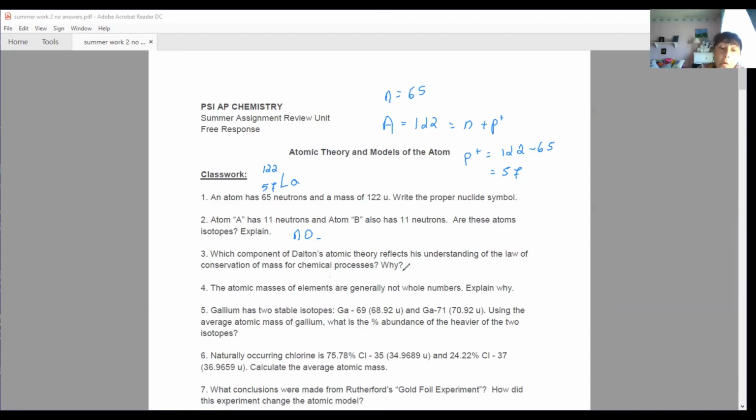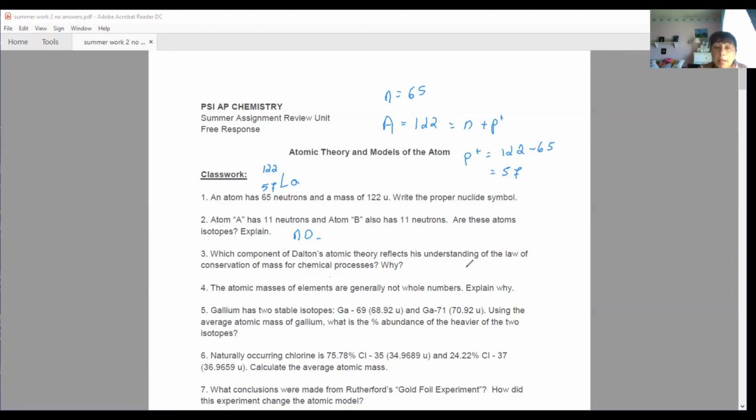Which component of Dalton's atomic theory reflects his understanding of the law of conservation of mass for chemical processes, and why? Well, he says that in a chemical reaction, you can readjust elements, but you cannot create or destroy them. Well, he doesn't necessarily speak about creating or destroying, but he speaks about the fact that you got to have a rearrangement of atoms. So that's already good enough for conservation of mass.